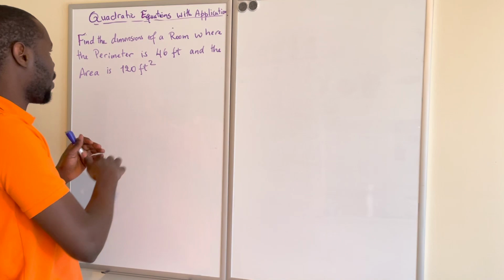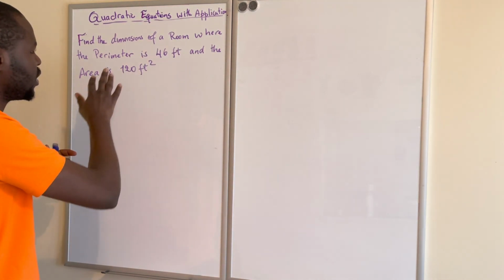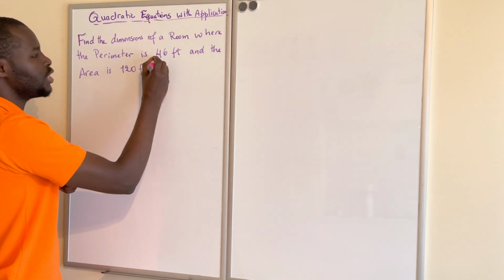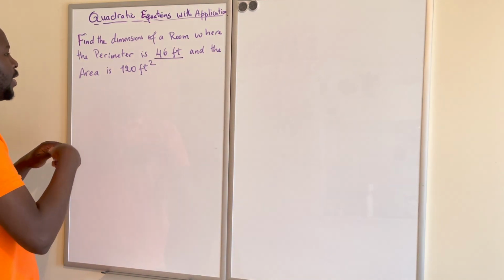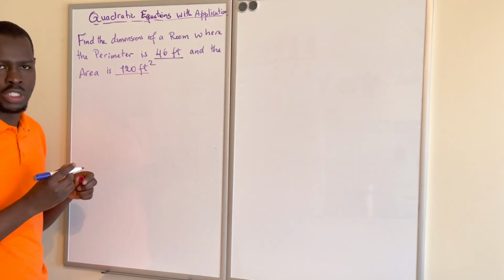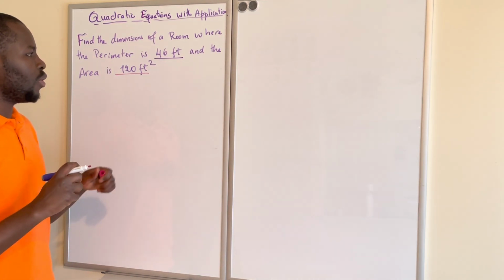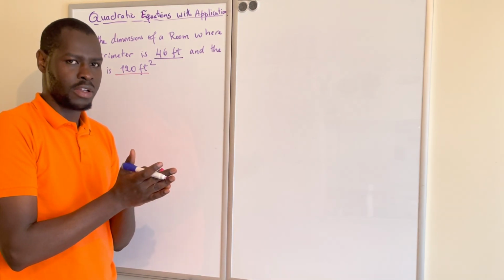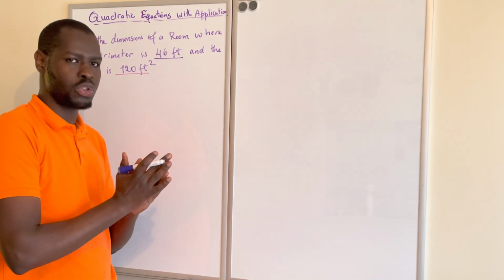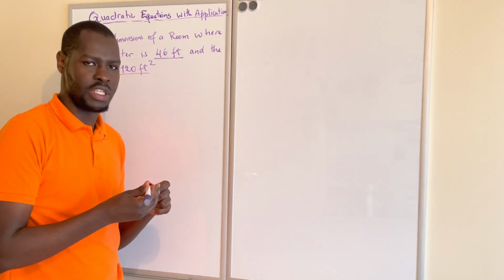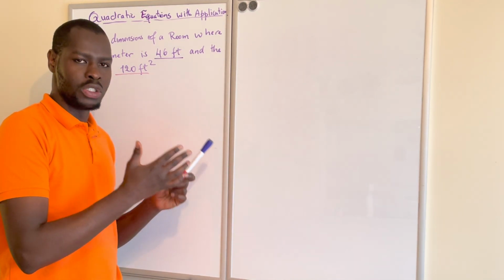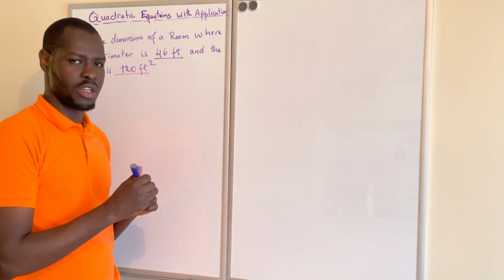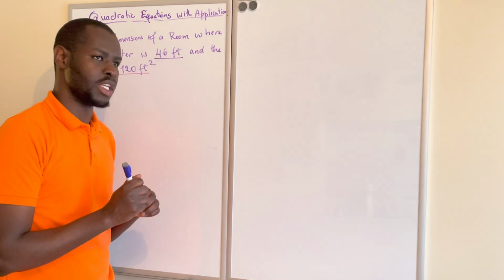So in this particular problem, we are asked to find the dimensions of a room where the perimeter is 46 feet and the area is 120 square feet. Now, looking at this, it doesn't look obvious that it is a quadratic equation, but as we walk through the problem, you get to actually notice it is a quadratic equation, and we will use the same method that we did in the previous video to solve for the dimensions of this particular room that we are given.